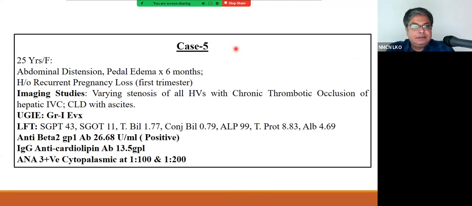Coming to the next case, a 25-year-old female with abdominal distension and pedal edema for 6 months, history of first trimester recurrent pregnancy losses. On imaging, varying stenosis of all hepatic veins with chronic thrombotic occlusion of hepatic IVC, features of CLD with ascites. On upper GI endoscopy, again, there were small esophageal varices. LFT, again, in this patient, protein was on the higher side, and the rest of LFT was marginally deranged, and this patient was also Doppler positive.